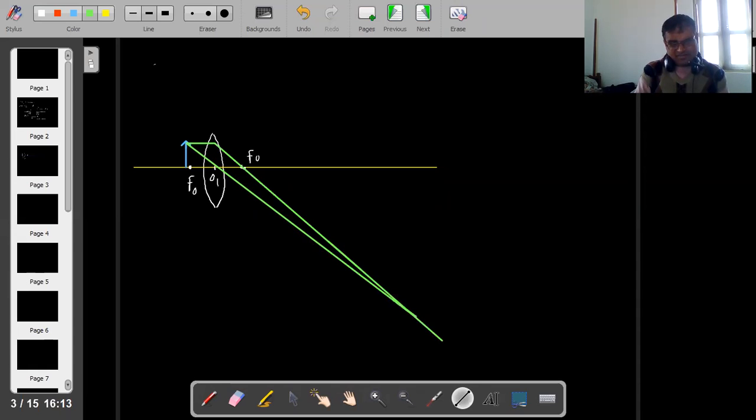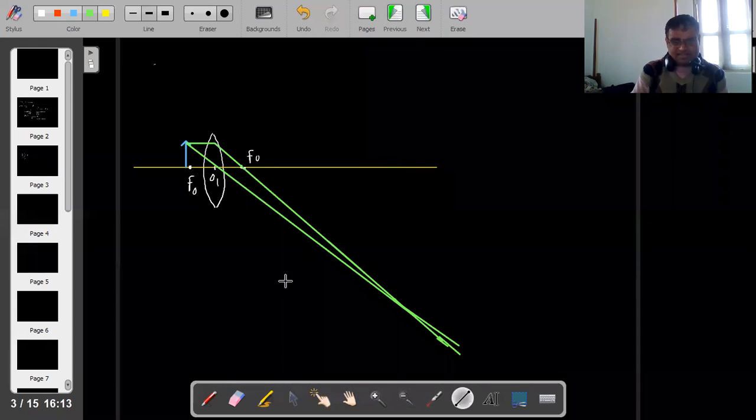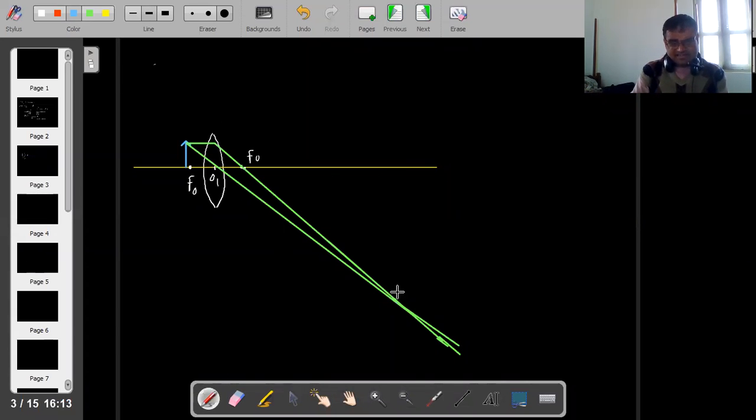This is meeting almost here. The big lens, they are almost meeting. They are meeting here. This is the image you are going to get here. That image is what? A dash B dash. This is the inverted image we are going to get. Inverted image.